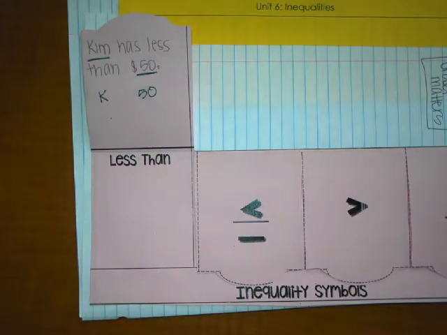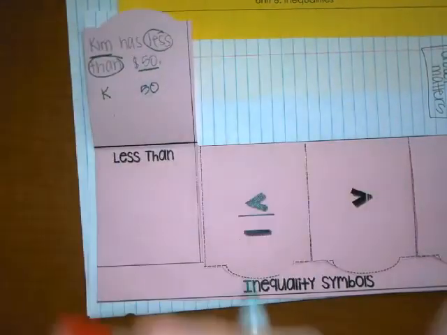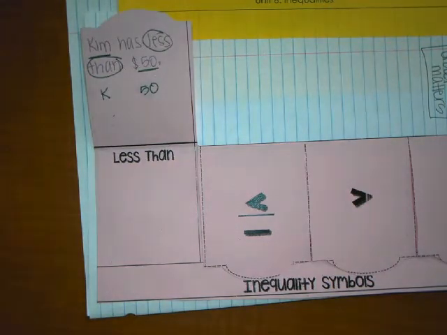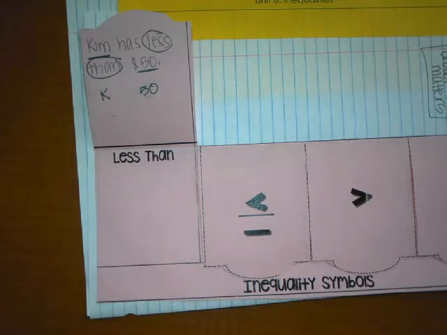What's my key phrase? Now, we've seen less than before. What does less than mean in previous lessons? It's a subtraction sign, isn't it? Okay, so how do I know not to put a subtraction sign here? She has less than $50. Does that make sense to say K minus 50? No. Also, we know we're talking about inequalities, right? So if we know we're talking about inequalities right away, that should be like, oh, greater than or equal to, less than or equal to.